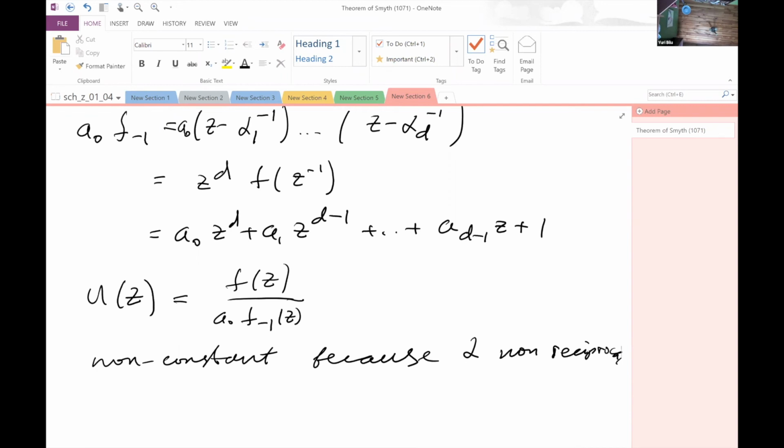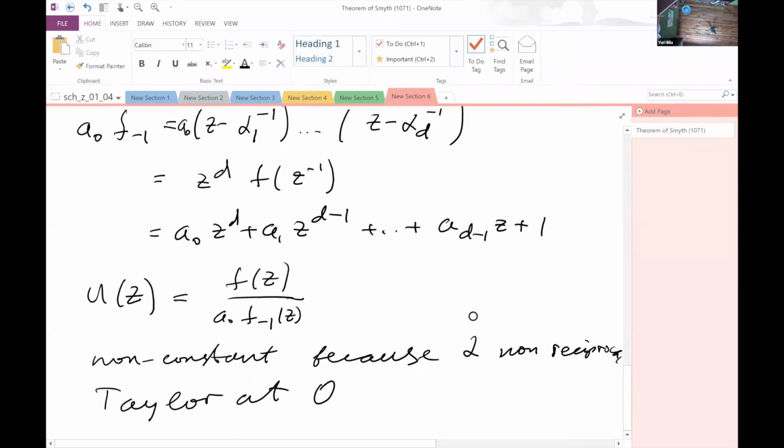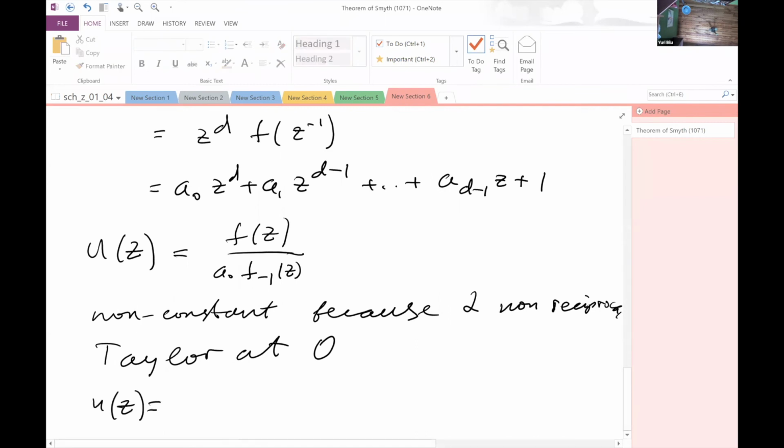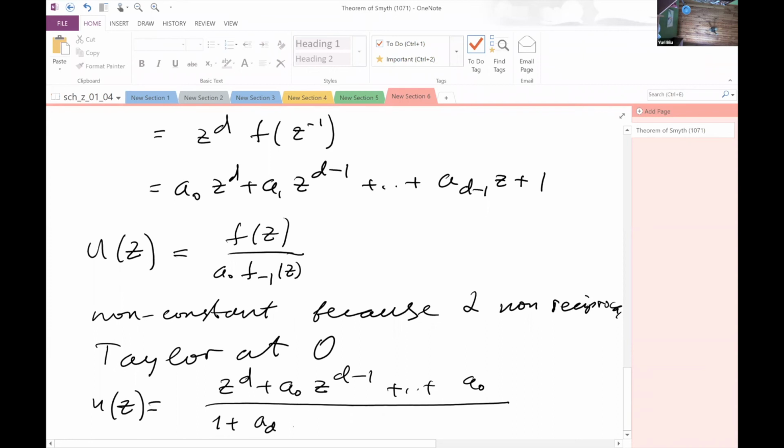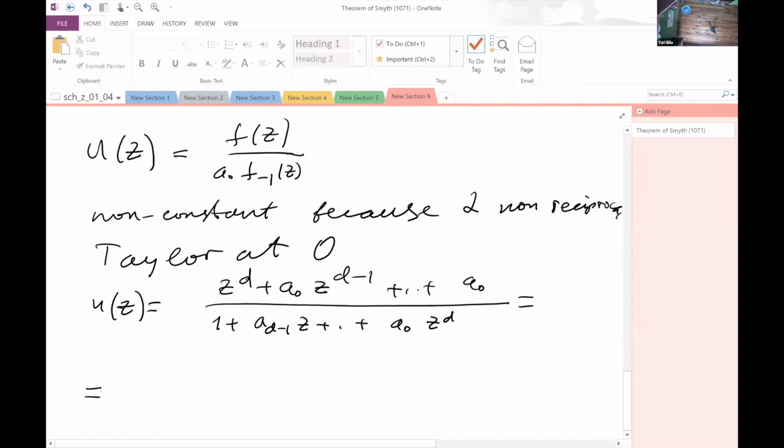And then we can write its Taylor series. Now we take the Taylor series at 0. So we write it like this: it will be z to the d plus a0 z to the d minus 1 plus etc., divided by, and here I write it the other way around, 1 plus a d minus 1 z plus etc. plus a0 z to the d. And when we do all these manipulations, we obtain 1 plus b1 z plus some further terms. And this again will have integral coefficients. So we again have a Taylor series with integral coefficients.